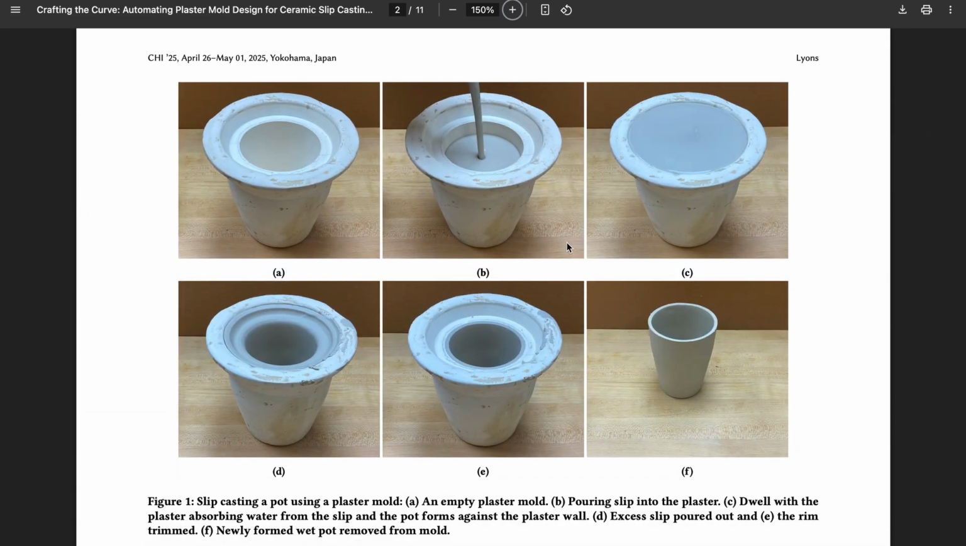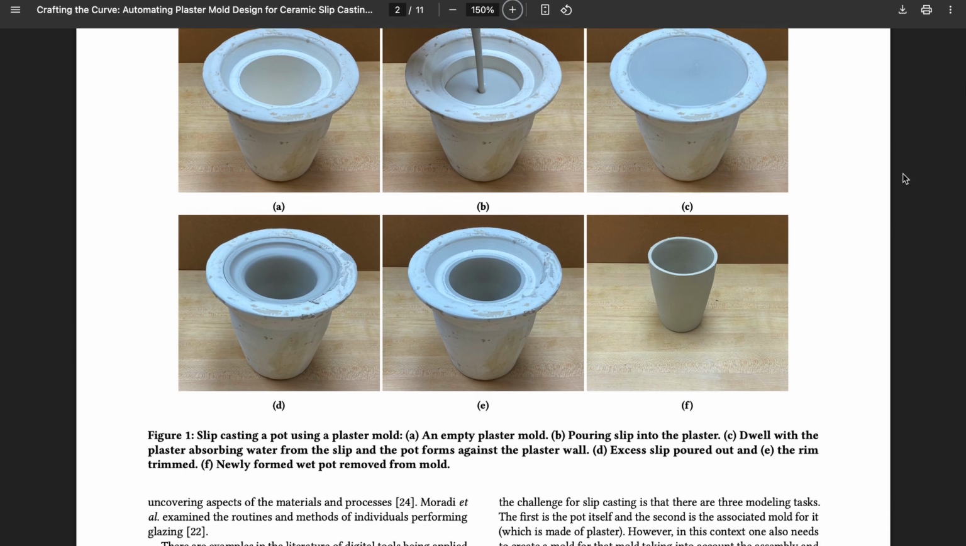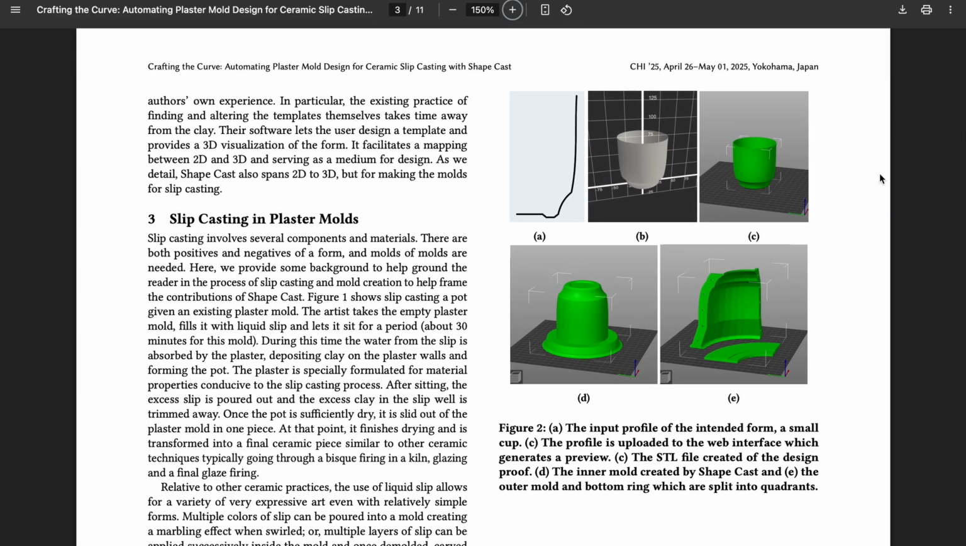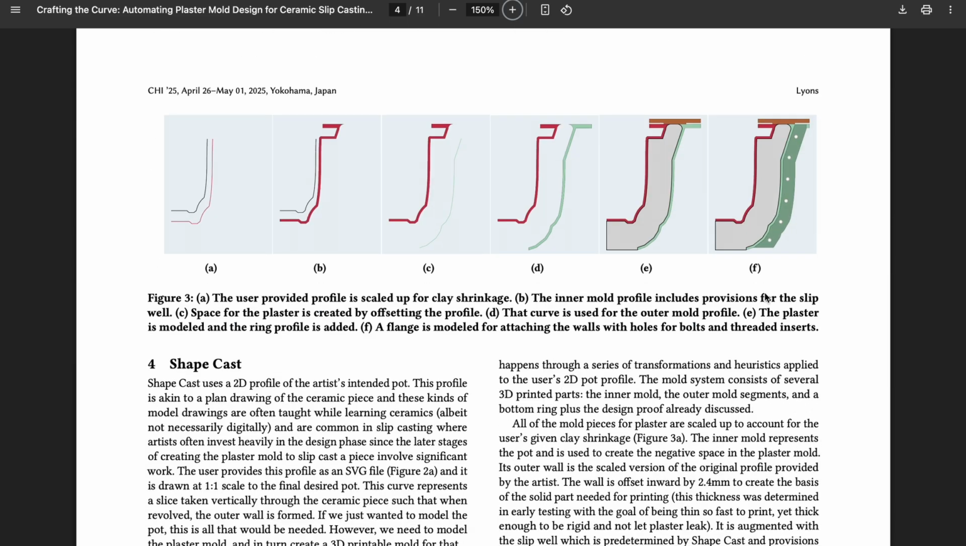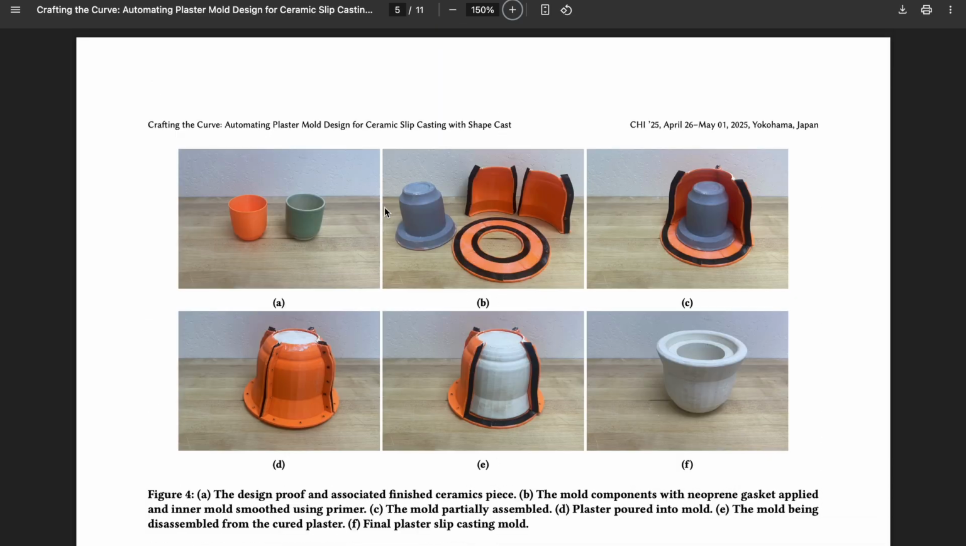So the paper has a quick overview of what slip casting looks like, since most people don't understand that within the community, it's relatively rare. It shows the process, so going from sketch to the preview to the 3D models. It talks about under the hood how that works, creating all the different offsets and creating the different models and then revolving those into 3D. And of course I show some examples of what this looks like in the real world.